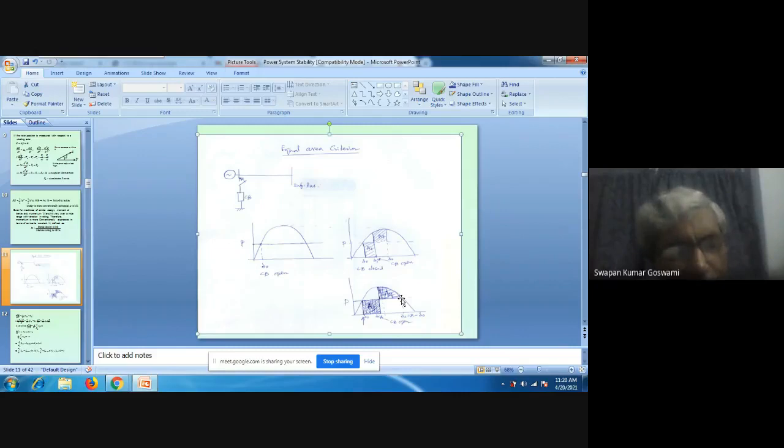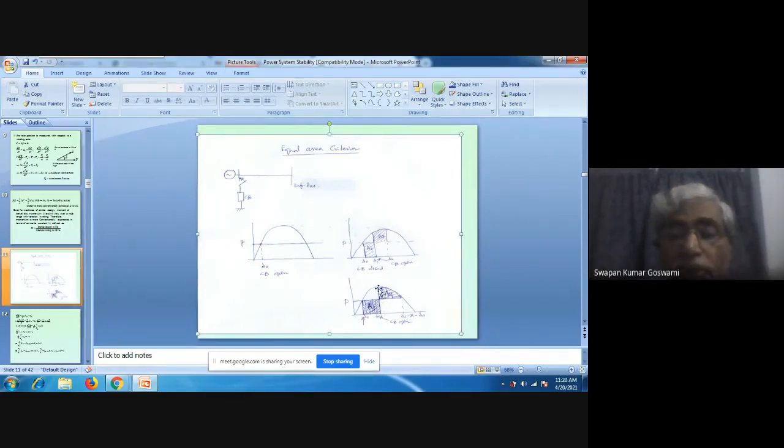Is it clear? So if you could understand this situation, this scenario, obviously you can understand this scenario also. Here, whatever we have done, only thing is that we have delayed the opening of the circuit breaker here. So instead of opening the circuit breaker contact at delta 1, we have allowed some more time, and we have kept the circuit breaker contact closed for some more time, such that when delta CR is reached, we have opened the circuit breaker contact.